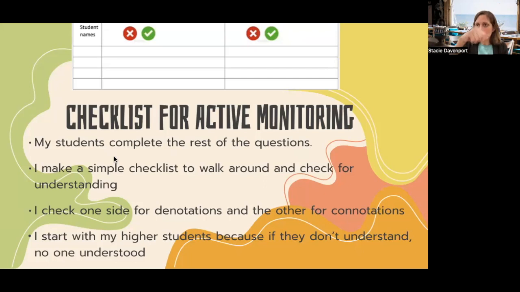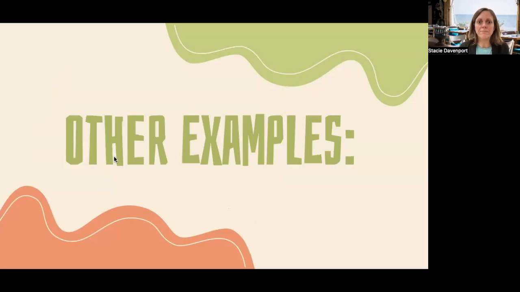And I would walk around and check for their understanding. I check one side for denotations, the other side for connotations. They got it. They got it. They didn't. I know who to small group. And at this point, I'm going to start with my higher students, because if they don't understand, then nobody understood.